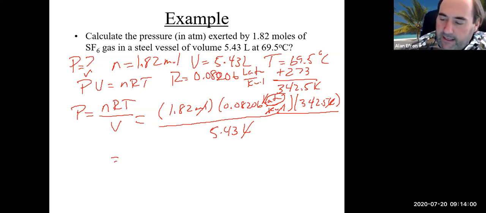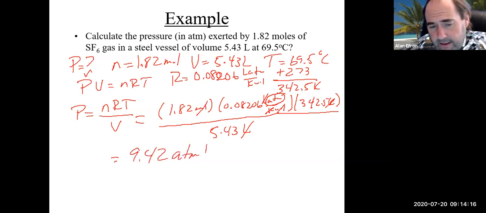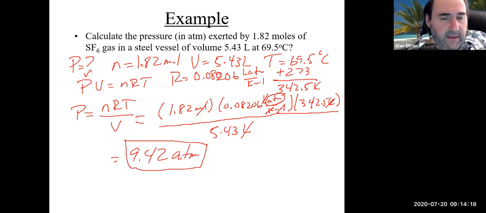That's going to be 1.82 times 0.08206 times 342.5 divided by 5.43, which gives us 9.42 atmospheres. Any questions on where any numbers came from or any of that on that problem? Okay. All right, if not, then give the next one a go.